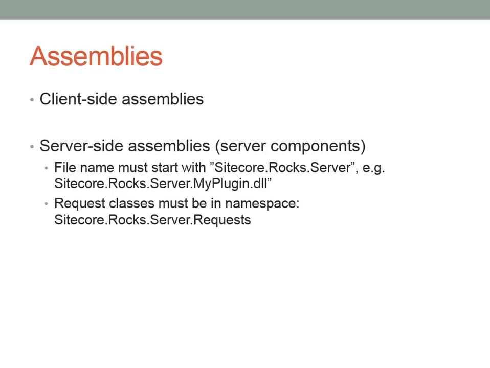There are a number of restrictions on the server-side assemblies for various security reasons. The file must start with the string Sitecore Rocks server. This is so that the web service knows where to look for code, and it also makes it easy to remove Sitecore Rocks assemblies from a Sitecore website again. Secondly, the classes that handles requests must be located inside the namespace Sitecore Rocks server requests, and this is to prevent accidentally executing arbitrary code.